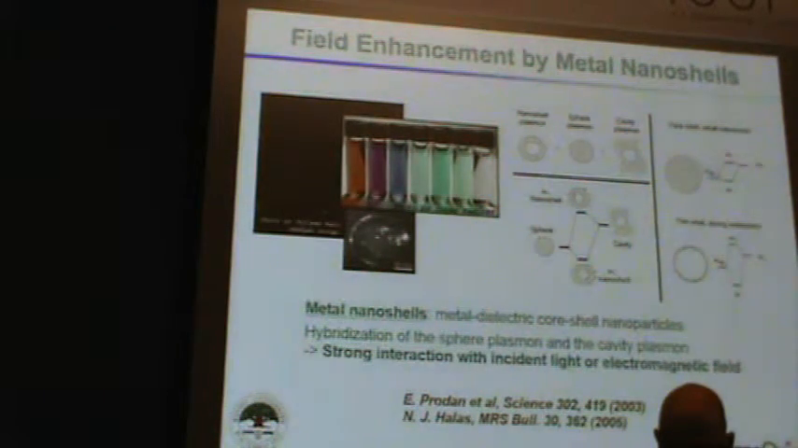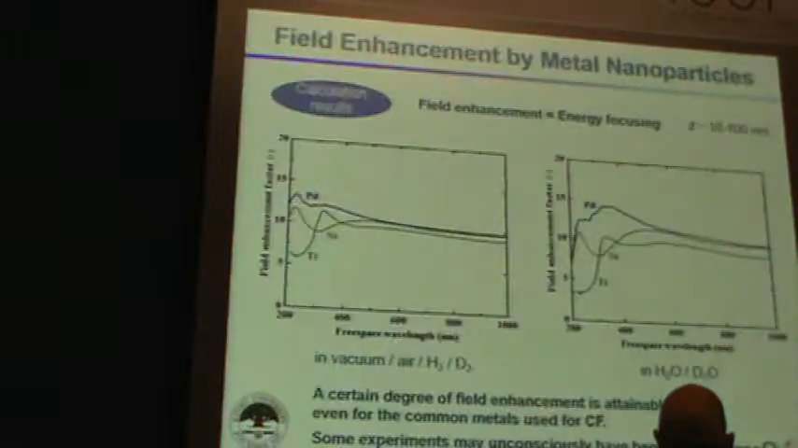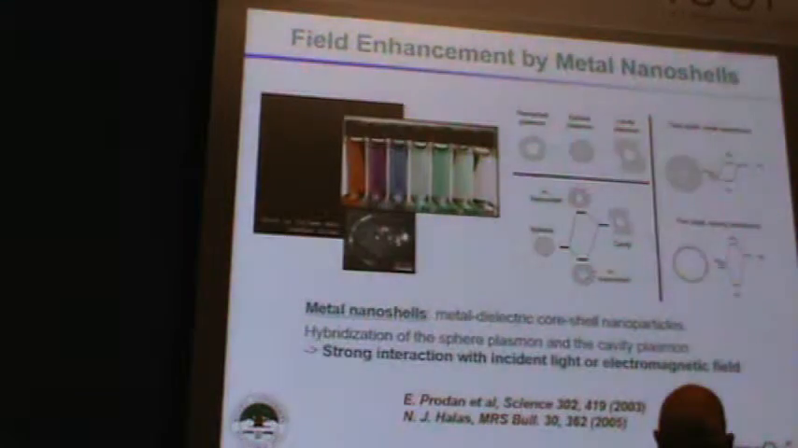Like in molecular interaction, we can have a bonded state of lower energy, and this mode can highly interact with the incident electromagnetic field or light.